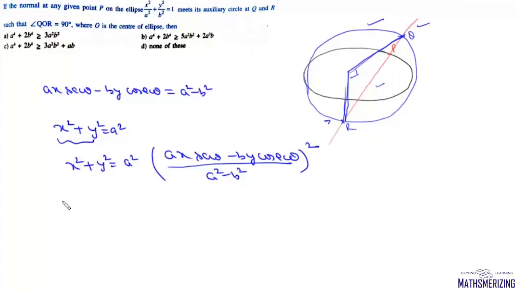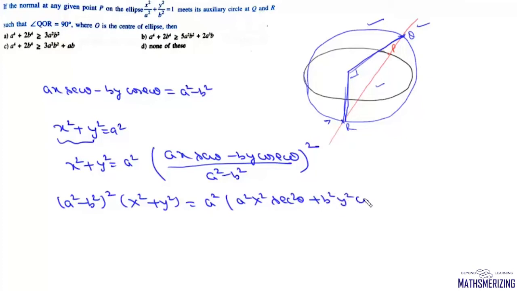So we can rewrite this equation as a square minus b square, whole square, into x square plus y square, equals a square times a square x square secant square theta plus b square y square cosec square theta minus 2ab xy secant theta cosec theta. Now it is given that these lines subtend an angle of 90 degrees at the origin. So it simply means the sum of the coefficients of x square and y square must be 0.